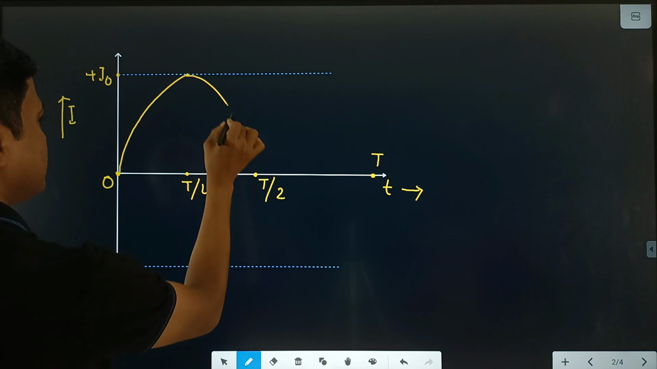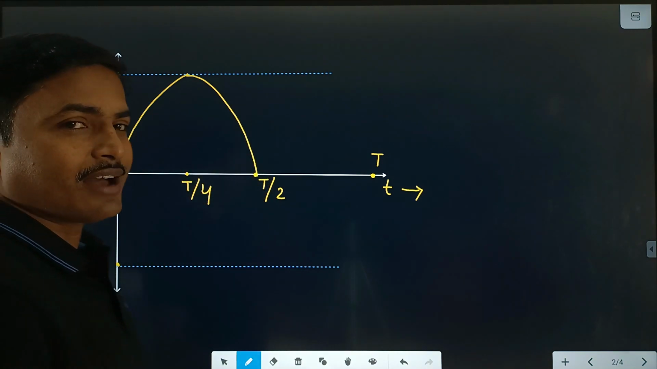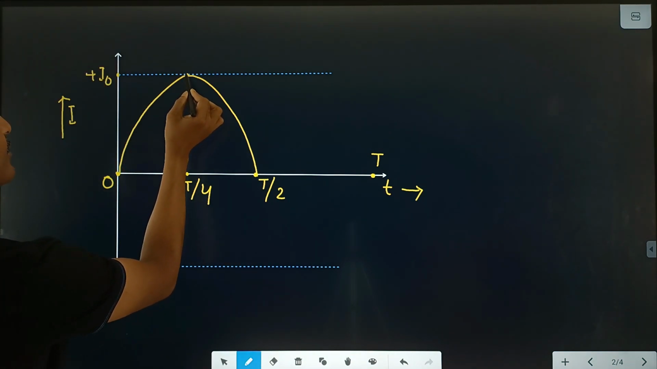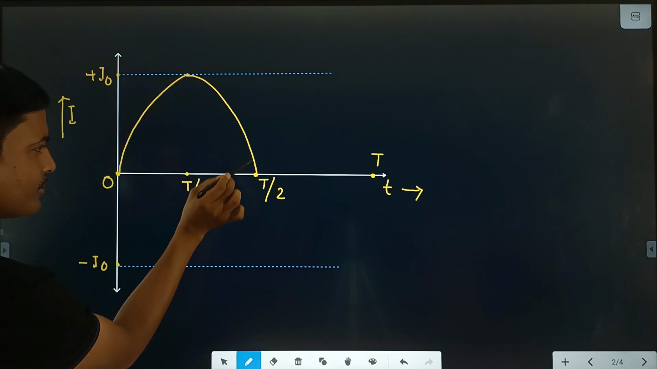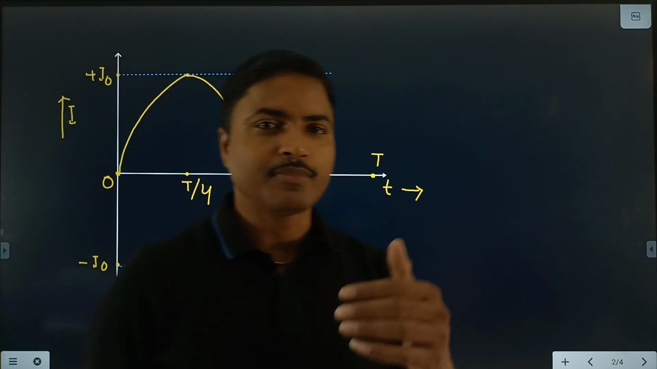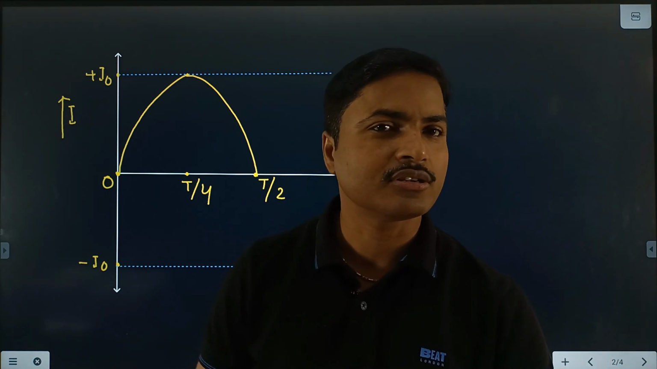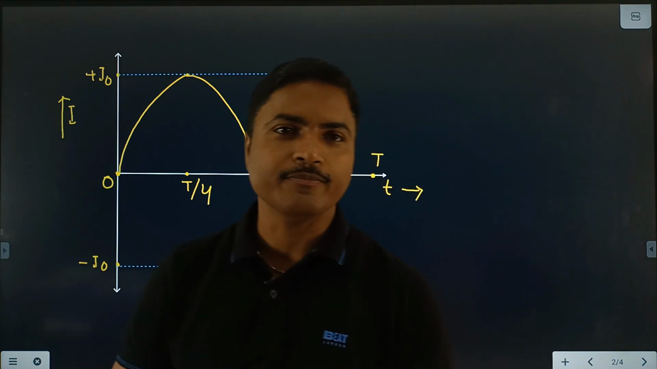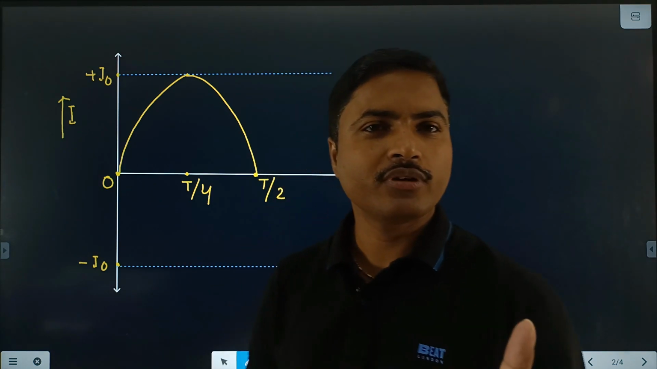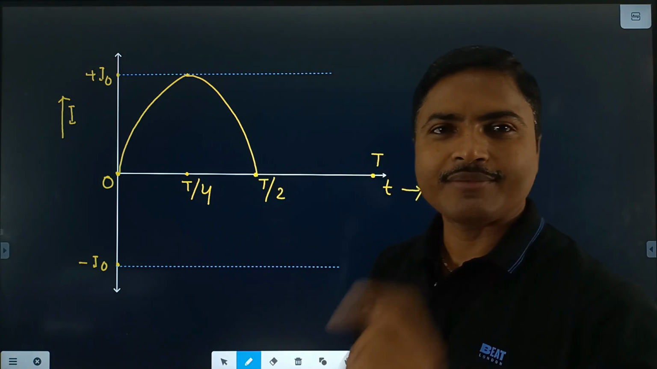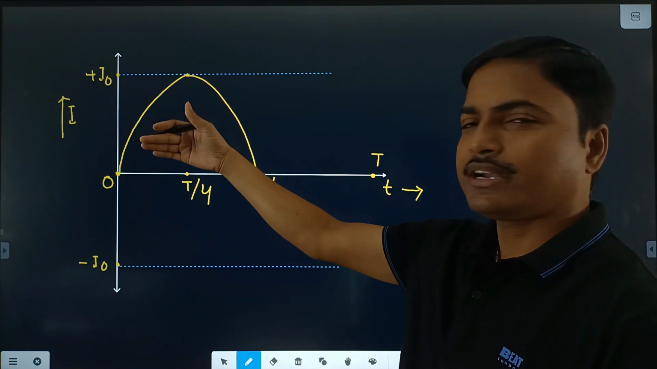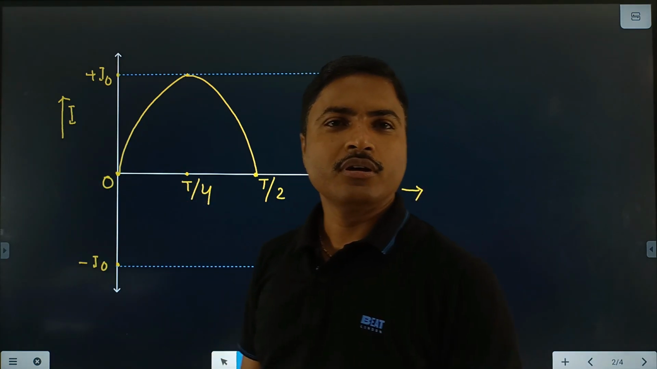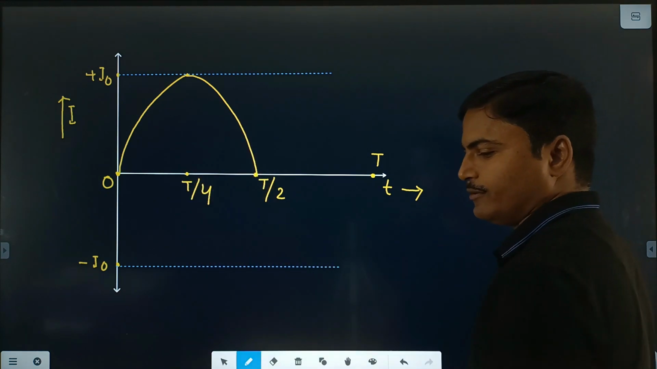it reaches the maximum value, then again 0. This is for half cycle, and here the magnitude of the current gradually increases, reaches the maximum value I0, and again the magnitude of the current gradually decreases. That means the magnitude of alternating current is not constant always. It varies with time. Only for this we will calculate its mean value or average value, and only for half cycle.